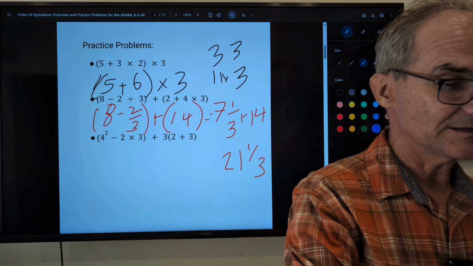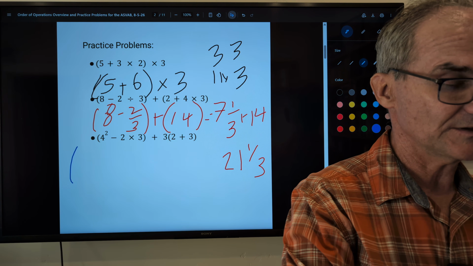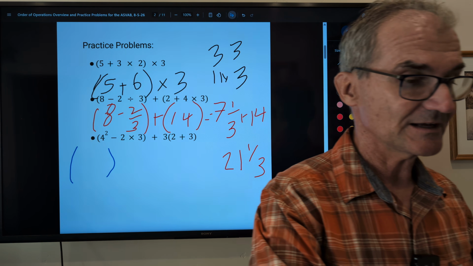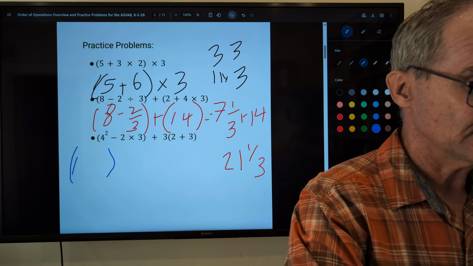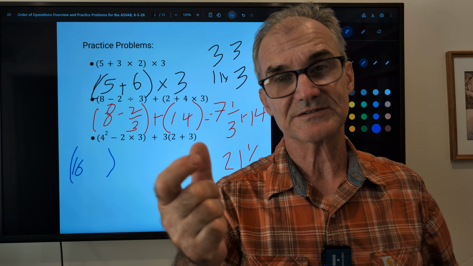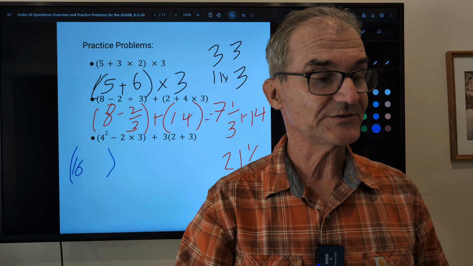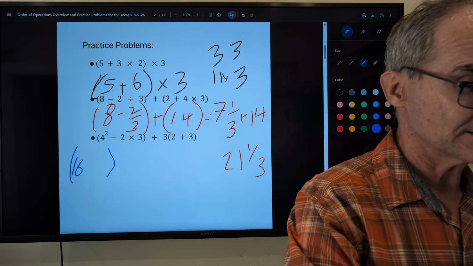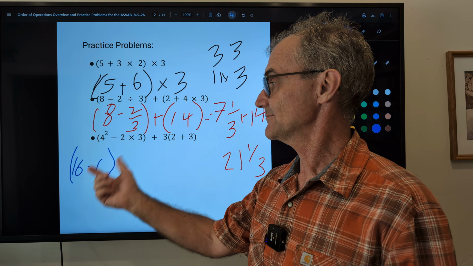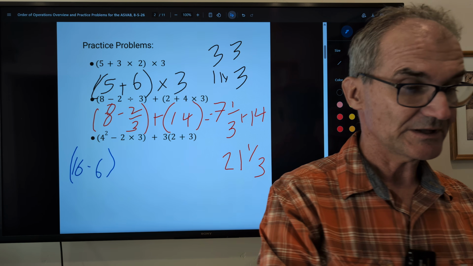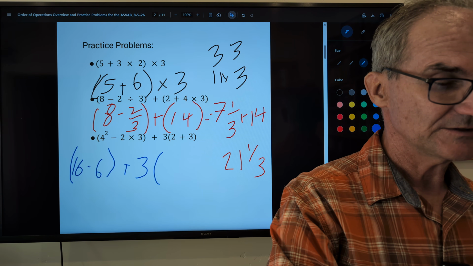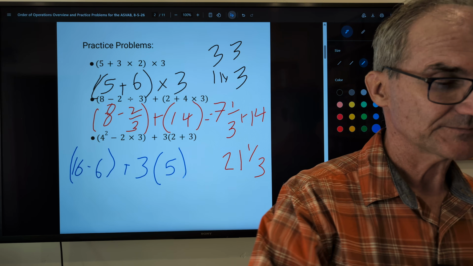So first thing I'm going to do here is work in the parentheses. I have 4 squared. Inside those parentheses, I have to do that exponent first. 16. I cannot do 16 minus 2 because there's a multiplication first. Negative 2 times 3 is negative 6. So inside that parenthesis, I have 16 minus 6. Plus my other parenthesis, I have that 3 out front. 2 plus 3 is 5.